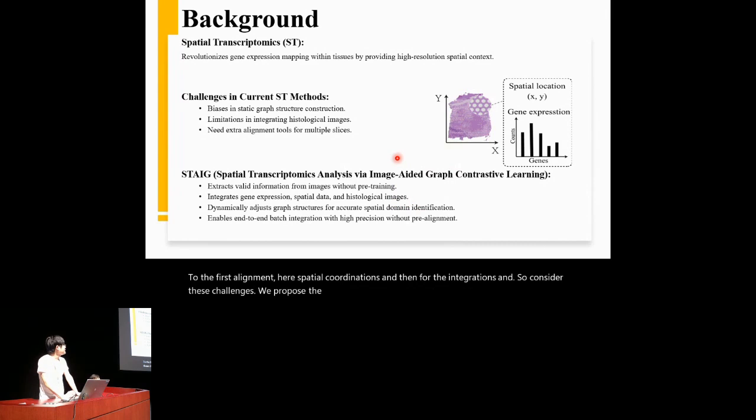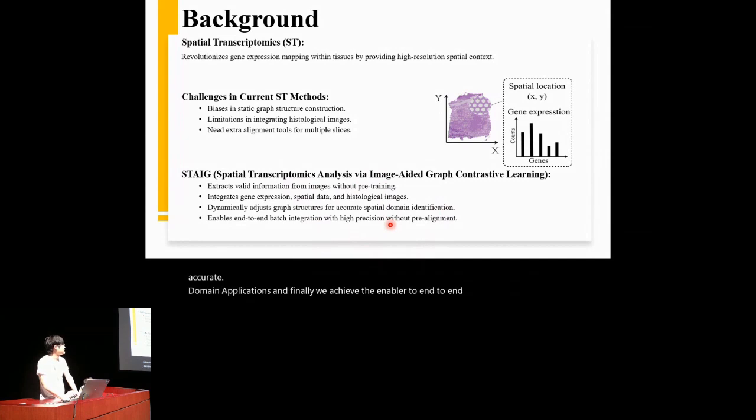It can extract valid information from the images without any pre-training. It can also integrate the gene, spatial and image information. During training, it can dynamically adjust the graph structure, enabling accurate spatial domain identification. And finally, we achieve end-to-end batch integration without any extra alignment before use.